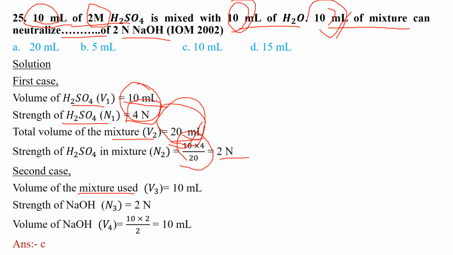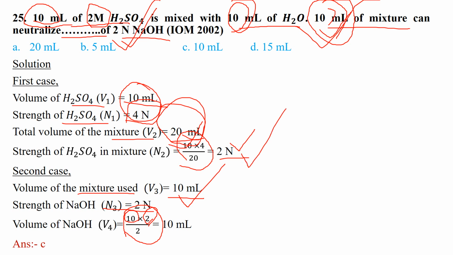Now this 10 ml of the mixture having 2 normality can neutralize how much volume of 2 normal NaOH? The volume of the mixture used is 10 ml, and the strength of NaOH is 2 normal. We have to calculate the volume of NaOH by using the normality equation. This 10 is the volume of the mixture used, this 2 is the strength of the H2SO4 mixture, and this 2 is the strength of NaOH. So the answer will be 10 ml. Simple.